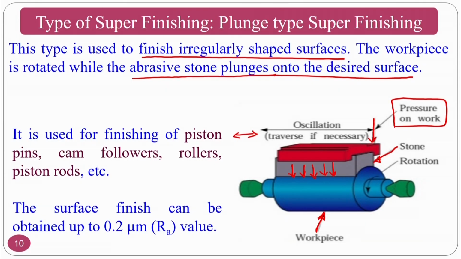It is used for finishing of piston pins. Normally, some of the examples where you will use it are piston pins, cam followers and rollers, and piston rods. These are the common applications where you will use the plunge type of super finishing, and normally the surface finish can be obtained up to 0.2 microns of average surface roughness. Okay. Ra stands for CLA, that is nothing but central line average value.